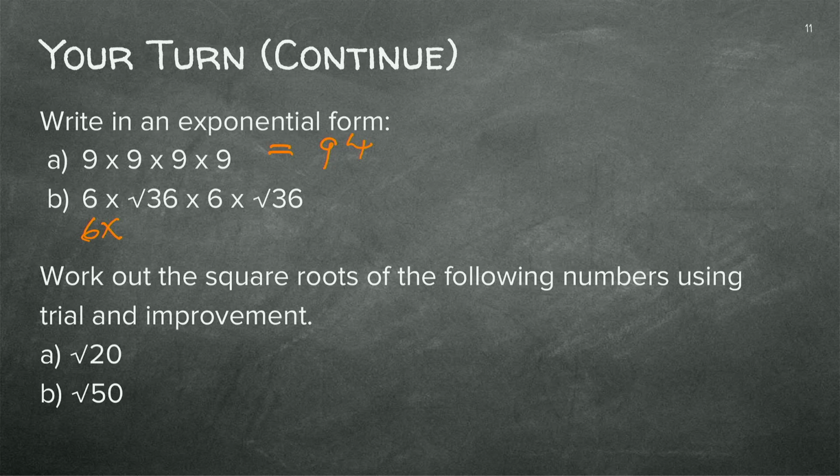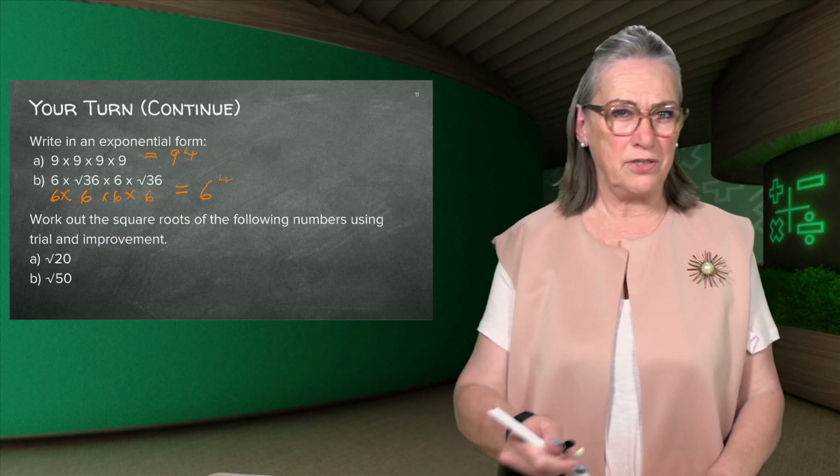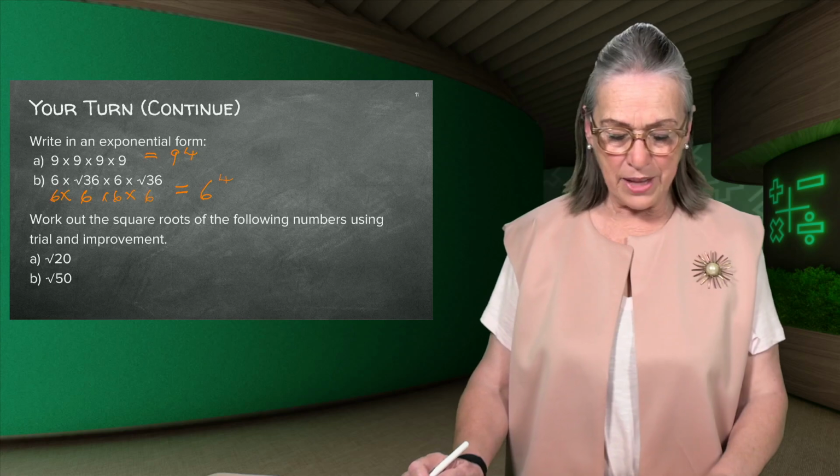So what's the square root of 36? It is 6. 6 times 6 is 36. Times 6, and this one then will be the same. So there we've written it in another form, and our base is 6, and our exponent will be 4. Congratulations if you managed to work that one out. Oh, they love to throw this question in a test.